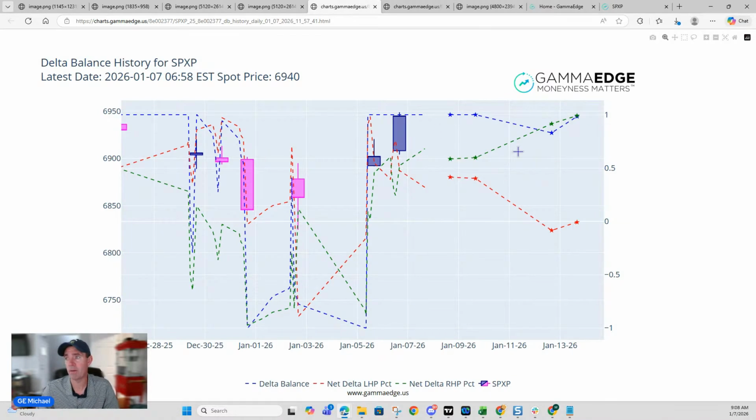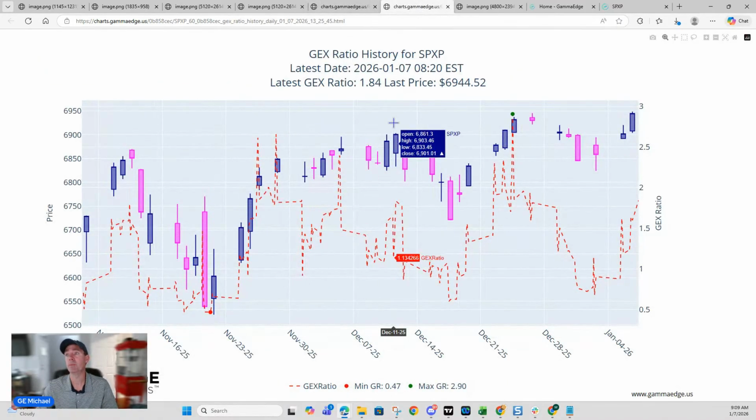We'll watch this. Obviously, I hear that there's some news on Friday with some tariff decisions. But as of now, we're not seeing any speculation into Friday from market participants or really any fear at this time. All right, moving on to the SPXP GEX ratio.